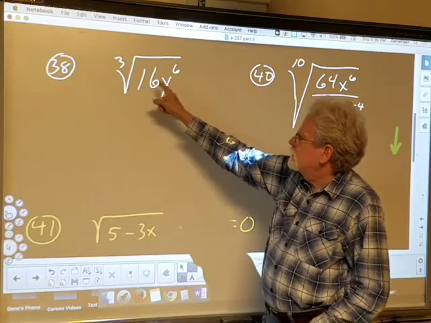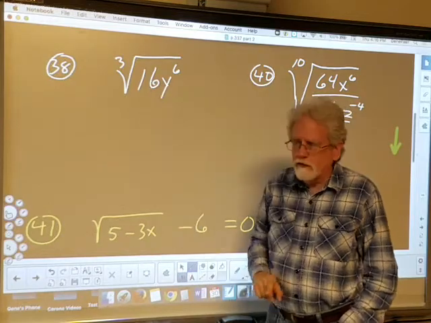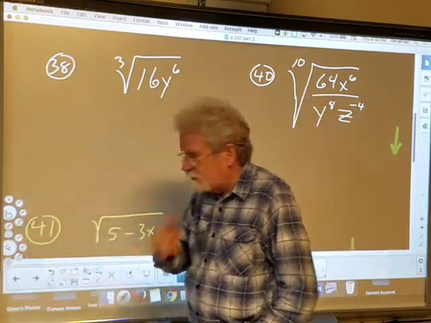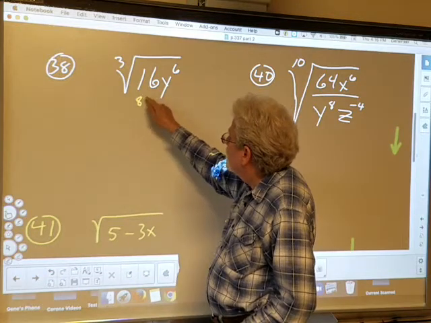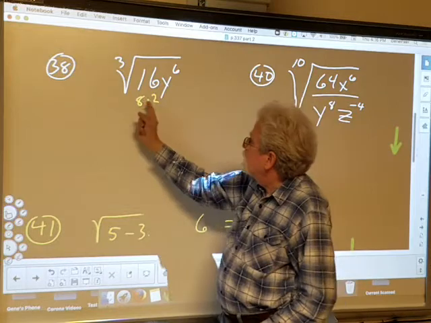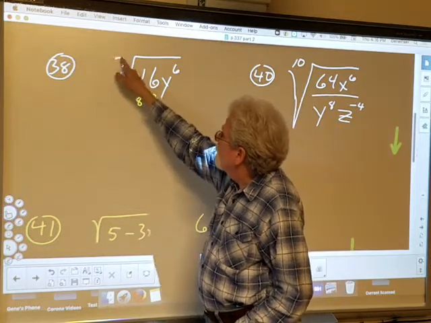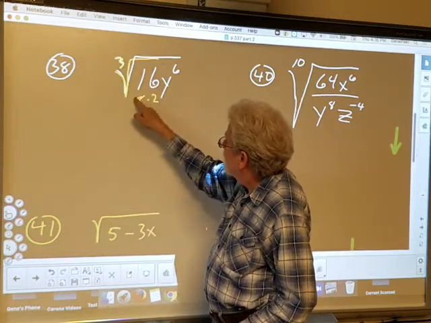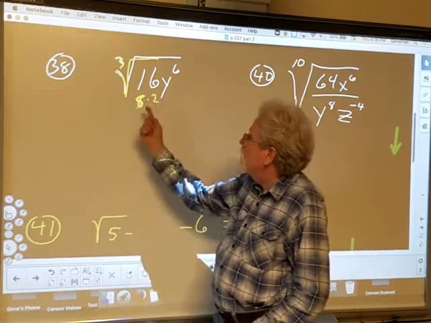Is there any perfect cube that goes evenly into 16? And there most certainly is, you say. It would be 8 times 2, because 8 is indeed a perfect cube. So I can take it out, because I know the cube root of 8. So I take it. Kapoom!